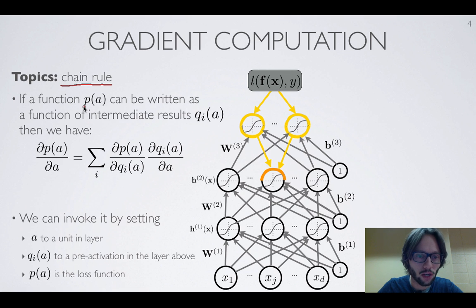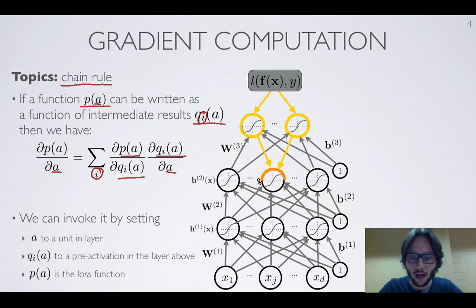So we know from the chain rule that if we have a function p of a, which depends on a, and if this function is such that it can be rewritten as a function of intermediate results, which we'll call q_i of a, where i indexes the intermediate results, then from the chain rule we know that the partial derivative of p of a with respect to a is just the sum over all partial results of the partial derivative of p of a with respect to the ith partial result times the partial derivative of q_i of a with respect to a.